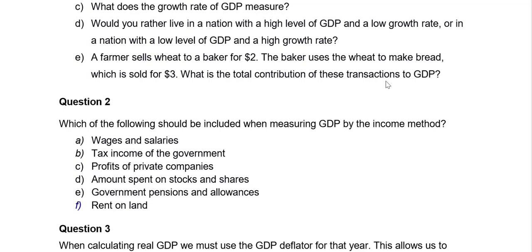Alright, so now E. A farmer sells wheat to a baker for $2. The baker uses the wheat to make bread, which is sold for $3. Then, what is the total contribution of this transaction to GDP?